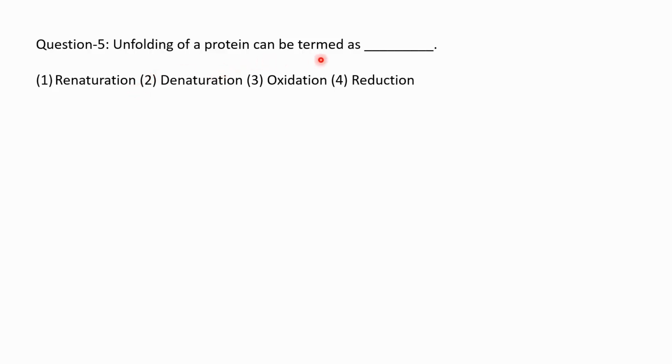So unfolding of the protein can be termed as denaturation, option number 2, in which if we change the pH, salt concentration, metal ion concentrations, or the temperature around the protein, it may change its conformation and unfold. This process is known as denaturation.